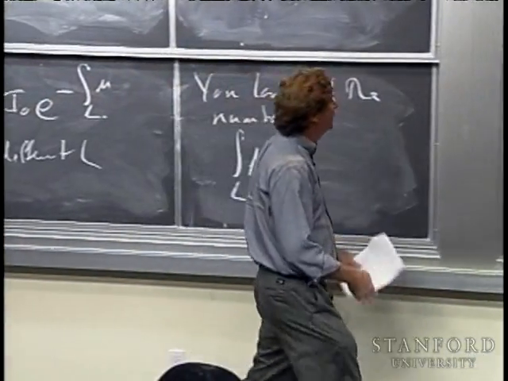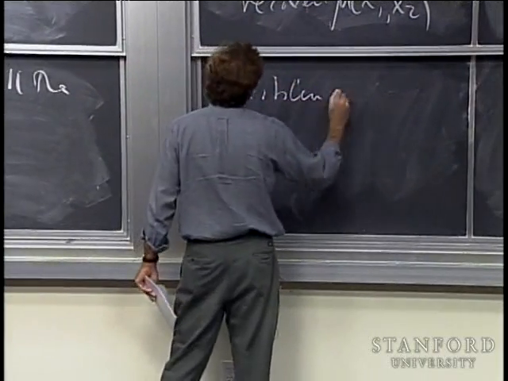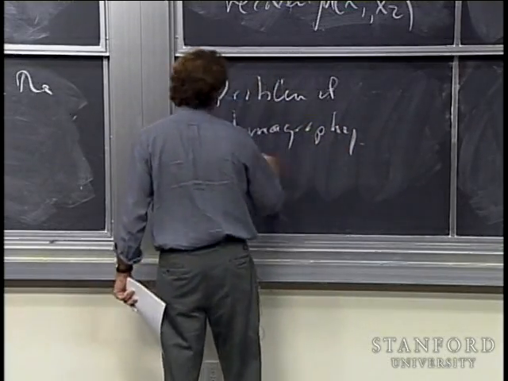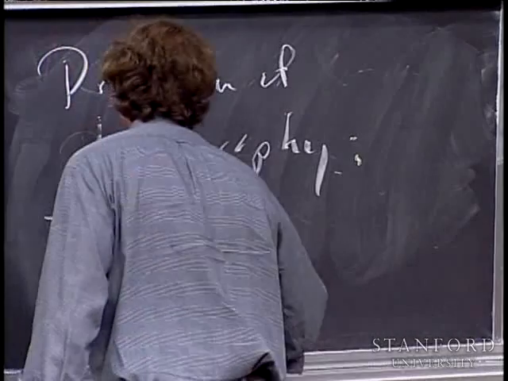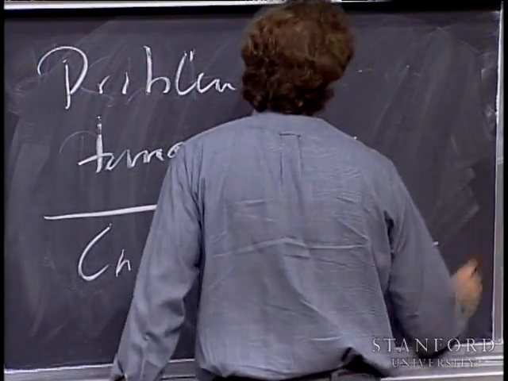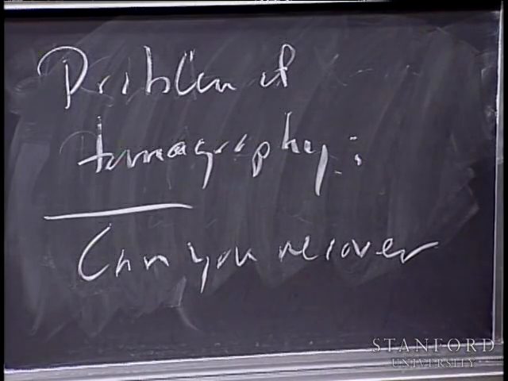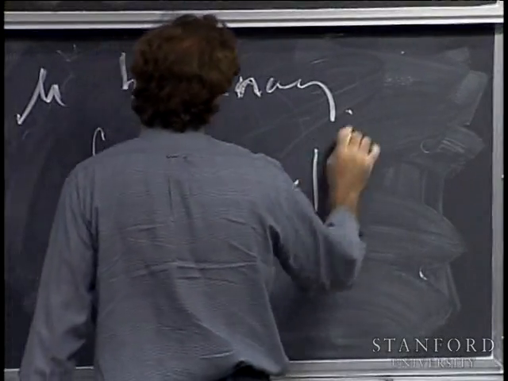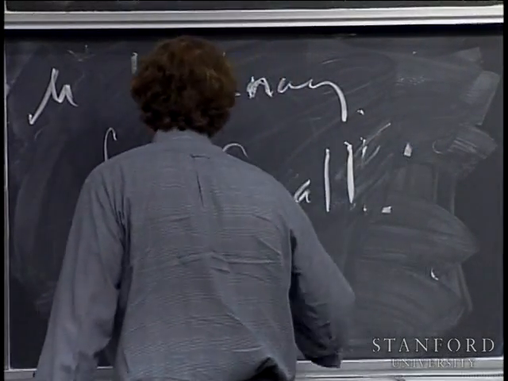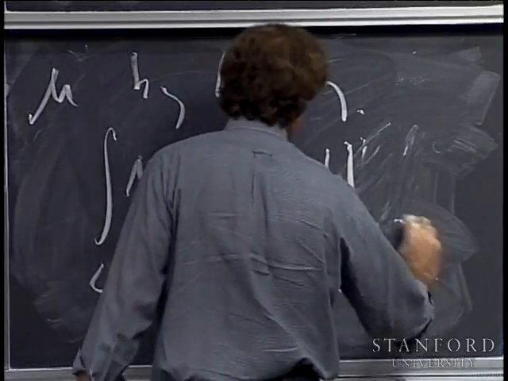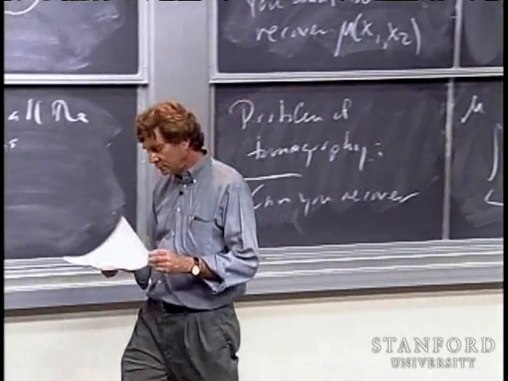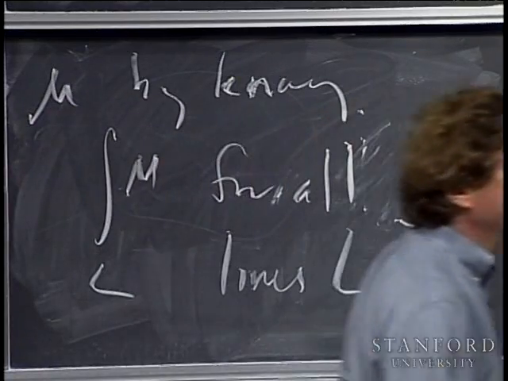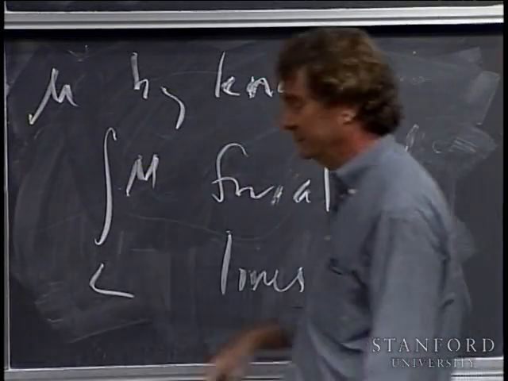So the fundamental problem of tomography is: can you recover mu by knowing the integral of mu along L for all lines L? That's the question. And the answer is affirmative. The answer is yes, and it involves the two-dimensional Fourier transform. That's how it comes into the picture.